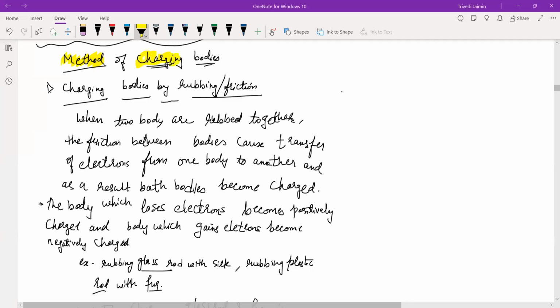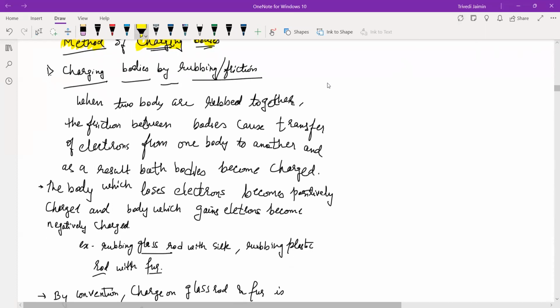Method of charging bodies. This method includes everything. Whenever we are rubbing our hand, it's due to friction, so charge goes from one hand to the other, and it gets charged. In the same way, when we are rubbing two materials, the same thing is happening. There are so many methods of charging. The first thing we are seeing is charging bodies by rubbing or friction.